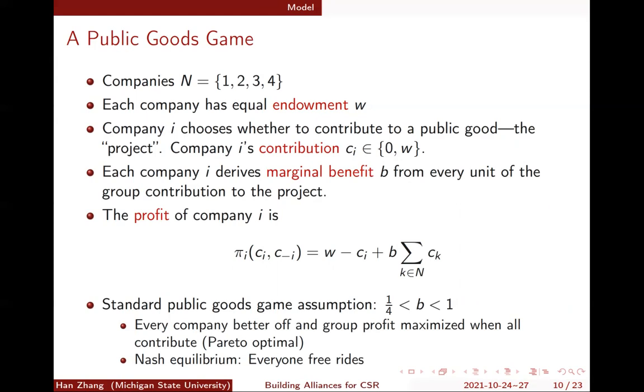Hence, their profit is their endowment W minus their contribution c_i plus B times the group contribution. We make the standard public goods game assumption that the benefit B is large enough so that when all companies contribute, every company is better off than when no company contributes. And B is less than 1 so that every company wants to free ride.